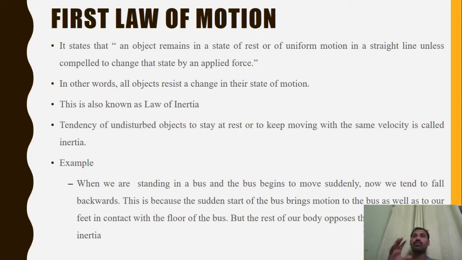That is, the body likes to remain in the same position. If it is at rest, the body will always remain in the state of rest. Or if the body is moving with a particular velocity, say 5 meters per second, the body will keep moving at the same velocity all the time. That is known as inertia. Okay, so this is the first law.